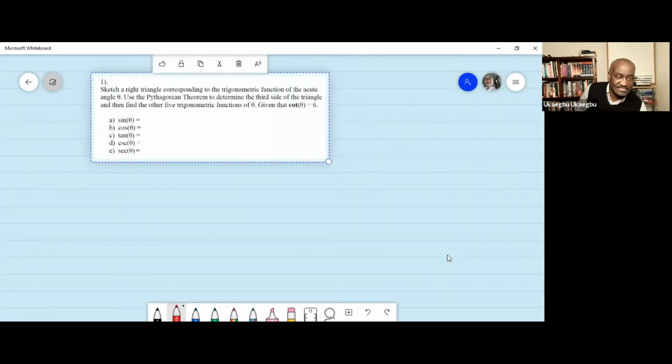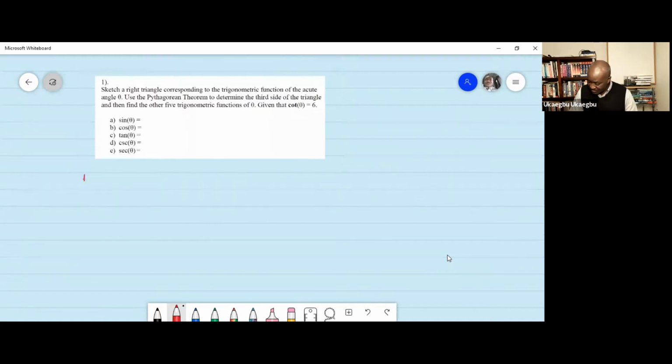So it says sketch a right triangle. The first thing you need to do is to sketch a right triangle. It doesn't really matter the direction or the shape of the right triangle as long as it's a right triangle. So just sketch something. Okay, this is a right triangle. Identify any angle of your choice as long as it's not the 90 degree. So you can choose this one, theta.